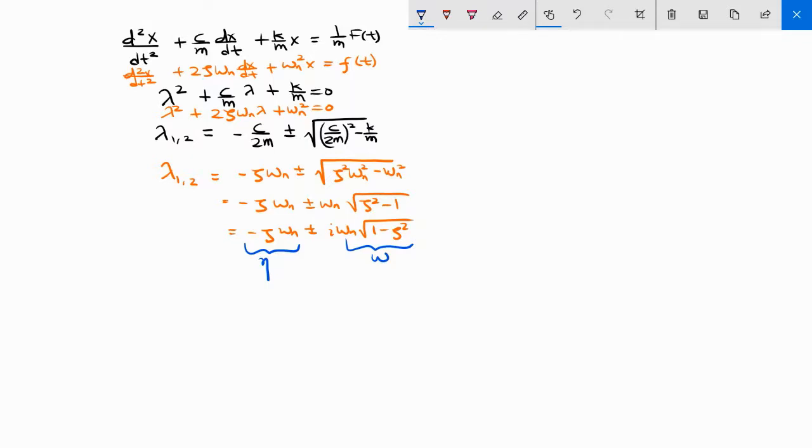So this real part of the eigenvalue governs the damping of the response, and the imaginary part governs the frequency of the response. So this imaginary part, ω, is known as the damped natural frequency.